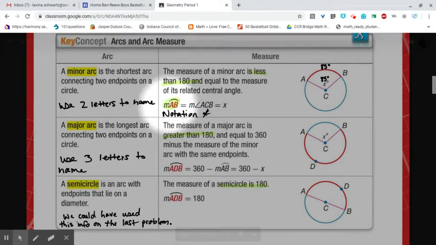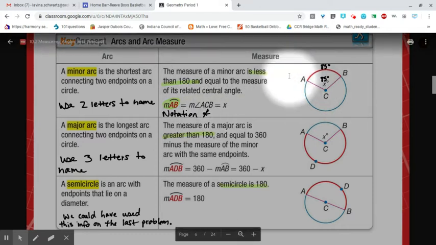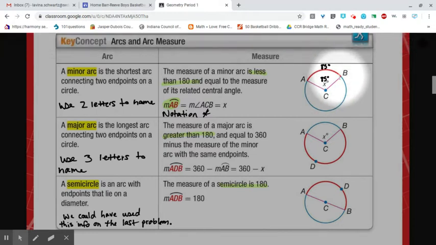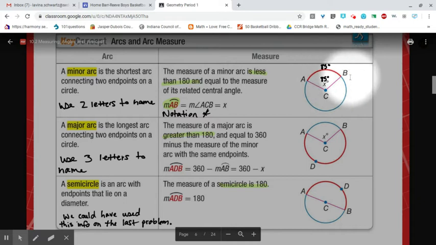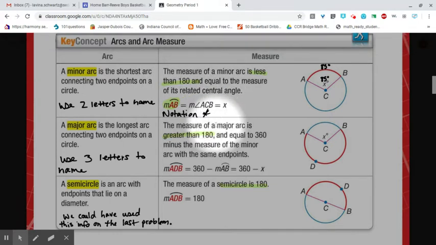Notation of an arc, that's measure of arc AB. It's got a little arc symbol, which is equal to the measure of ACB, which is equal to x. So ACB is the central angle. If ACB is x degrees, therefore 85 degrees, the measure of arc AB is also 85 degrees. The measure of the minor arc is always less than 180 and equal to the central angle.